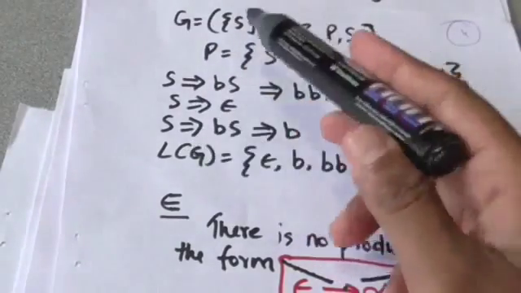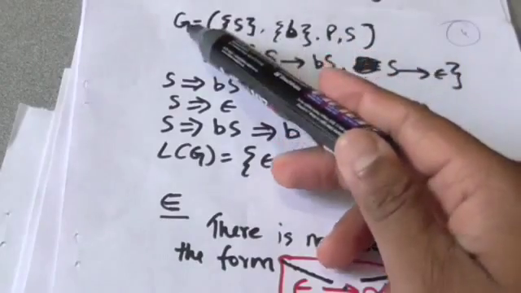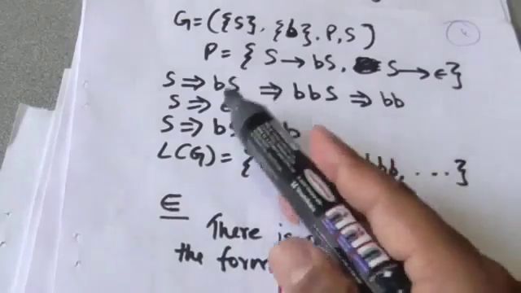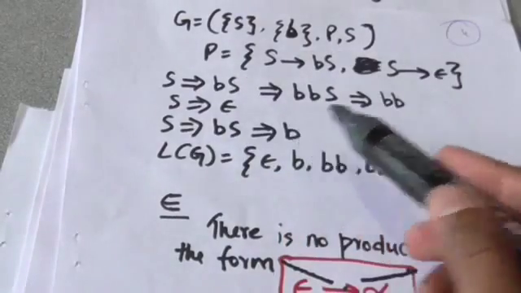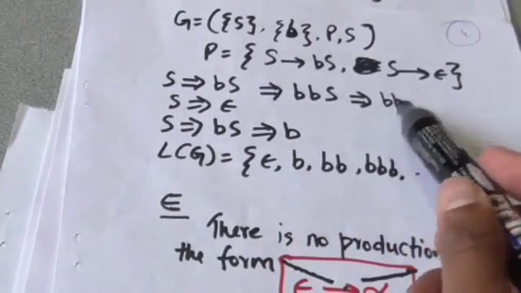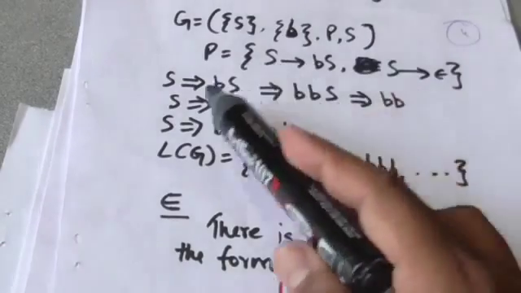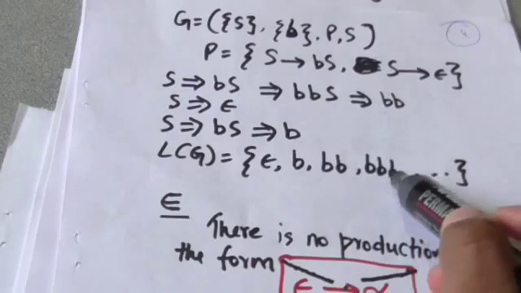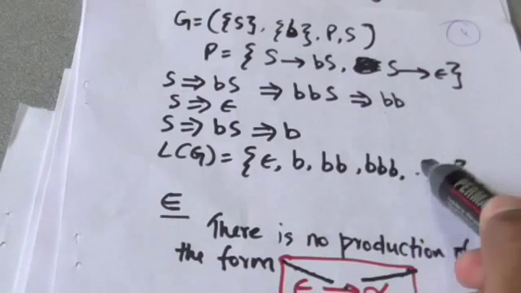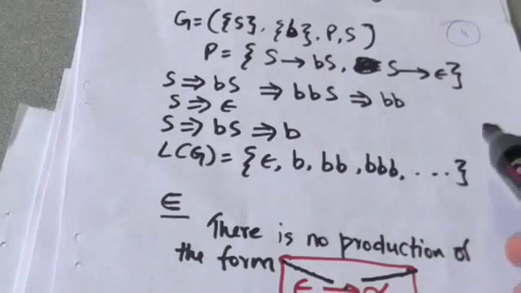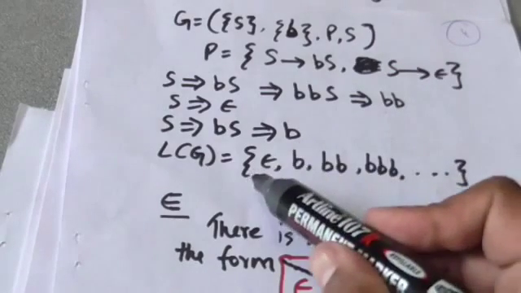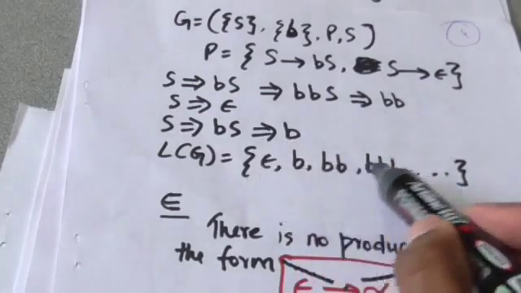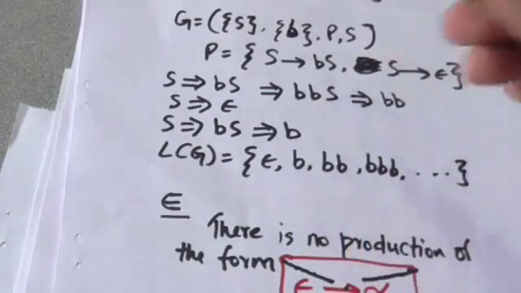Let L_G be the language of this grammar G. It will have such type of strings: the empty string, b, b b. The way we have derived b b, we can also derive b b b, we can also derive b b b b, and so on. So all these strings will be present in the language of grammar G.